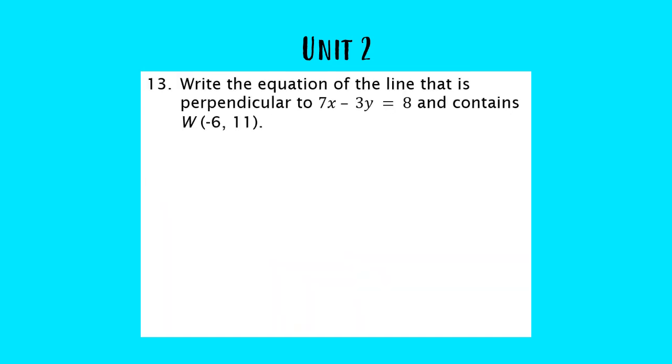Write the equation of the line that is perpendicular to 7x minus 3y equals 8 and also contains the point W. All right, so I need to first find a line that's perpendicular. So perpendicular, all I know is I need slopes that are opposite reciprocals of each other in order for them to be perpendicular. So the first thing I'm going to do is find the slope of this original line so that I can find a line that's perpendicular to it.